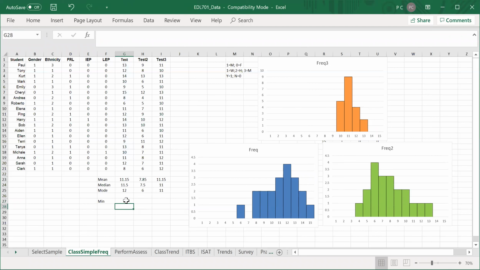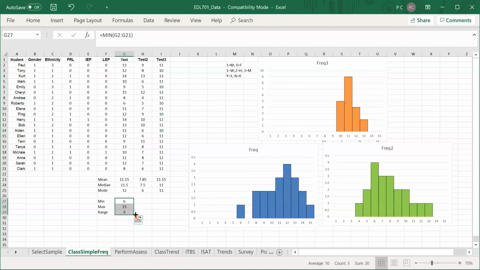So we'll have the minimum for test 1, that's a 6. And then to find the maximum score for this data, the function is max, and then we get the data in here. And then we have the maximum score. So the range is the difference between these two. I'm going to take the difference between these two cells, 15 minus 6. So the range for the first test is 9 points difference.